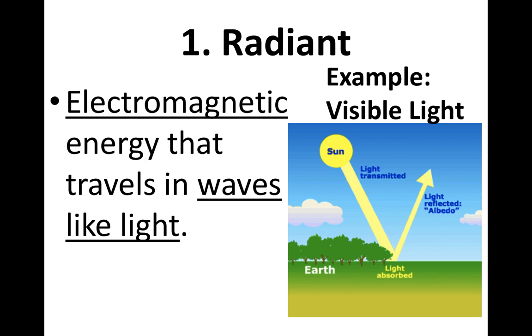Forms of kinetic energy. One, radiant, electromagnetic energy that travels in waves like light. So this is energy that travels in the form of waves through air or void space. And an example is visible light. Anything on the electromagnetic spectrum is an example of radiant energy.